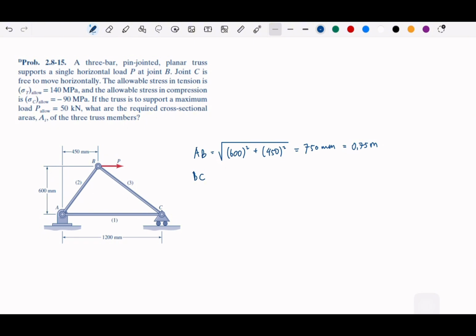Okay, and this must be another Pythagorean, and it should be right geometrically if you can observe. So 1200 minus 750, right? This will be 900 something, or I will just write 0.96 meter. Okay.